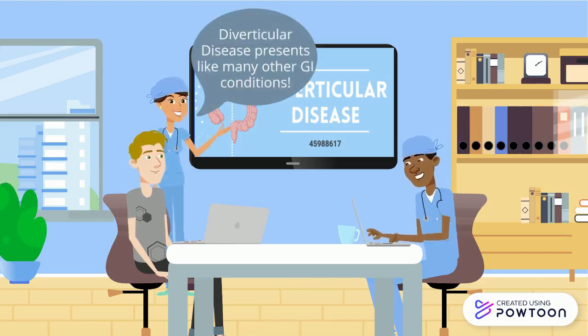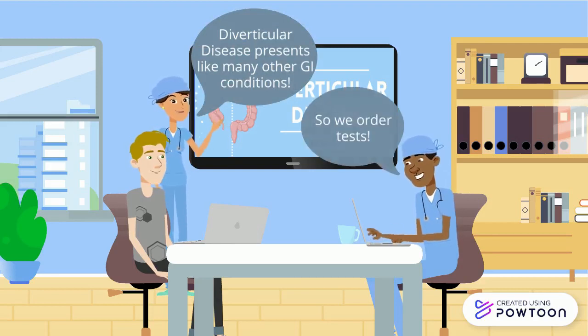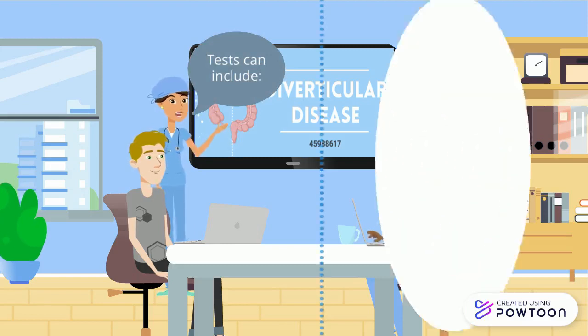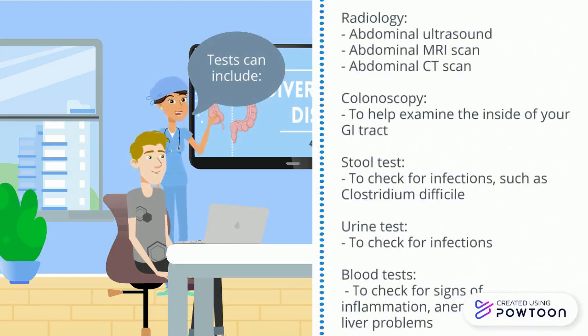To rule out other conditions and check for signs of diverticulitis, your doctor might order 1 or more tests. Tests can include abdominal imaging, colonoscopies, stool tests, urine tests, and blood tests.